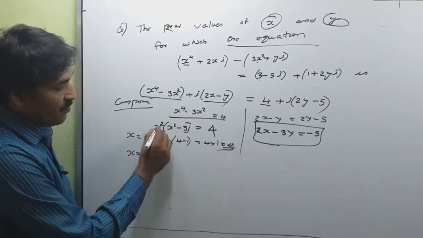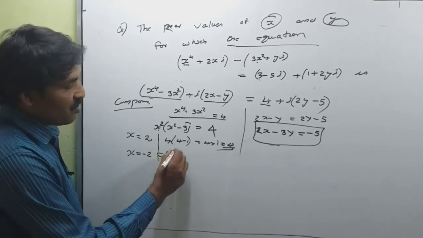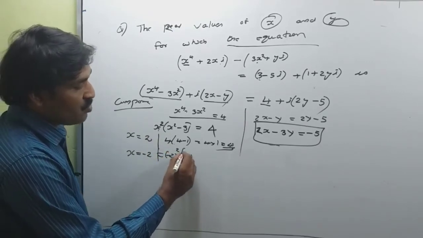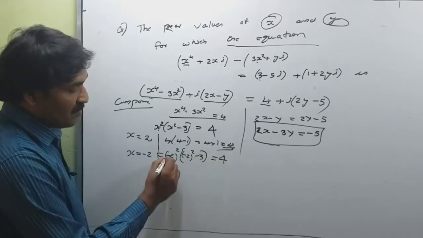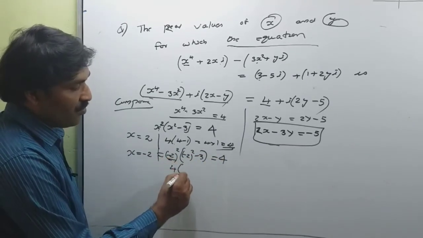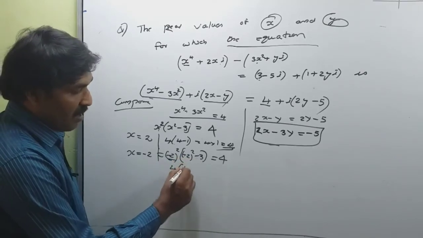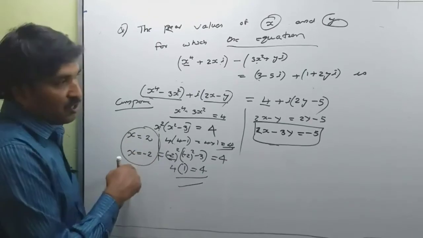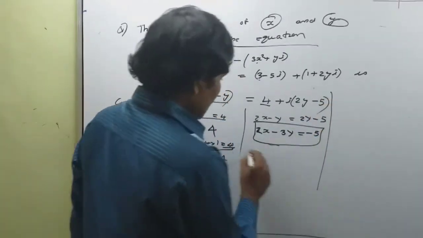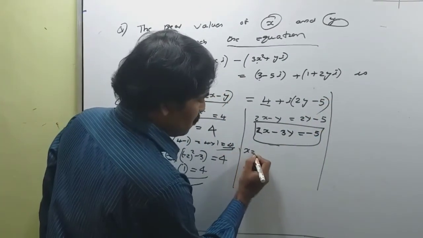This implies minus 2 square into minus 2 square minus 3 is equal to 4. That is, minus 2 square is equal to 4, 4 into 4 minus 3, that is equal to 1. That is equal to 4. So x is equal to 2 and minus 2. So x is equal to 2.